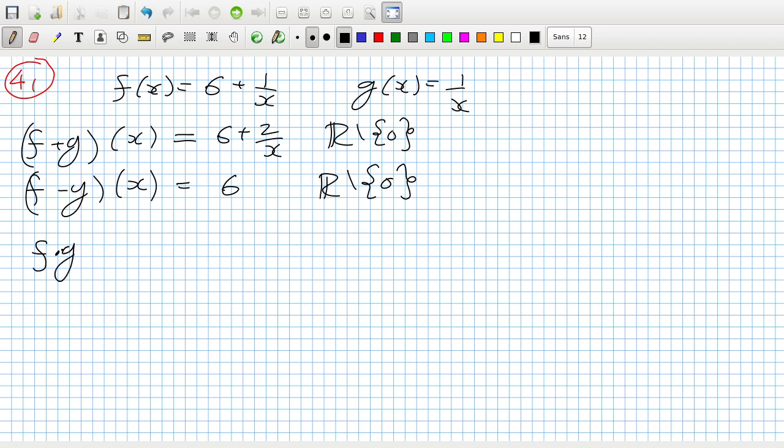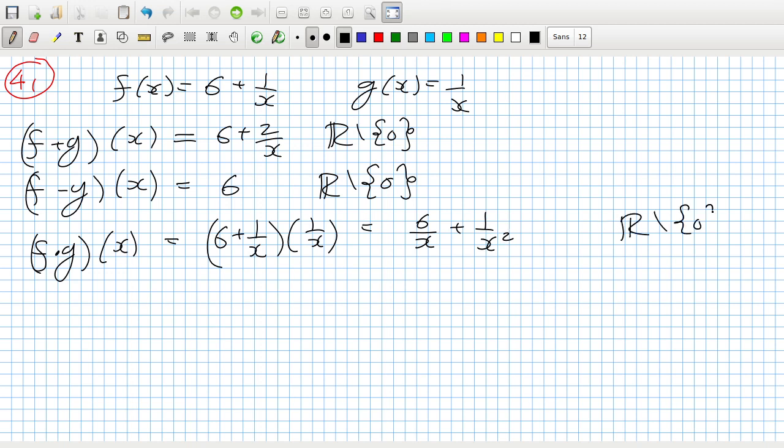F times g of x, that's 6 plus 1 over x times 1 over x. I guess I could multiply it out. It'll be 6 over x plus 1 over x squared. I don't really see much of an advantage in doing that though. And again, it's all real numbers except for 0. 6 over x, yeah, okay.